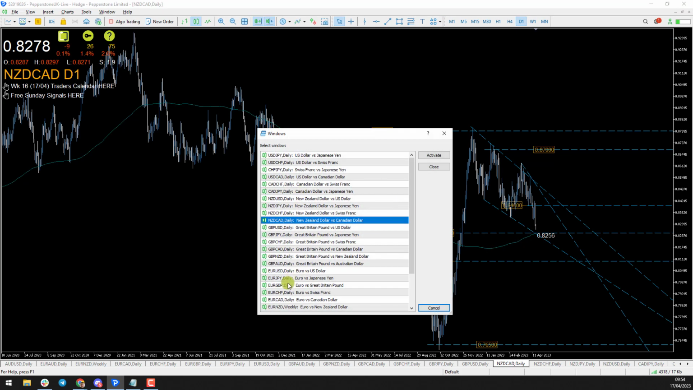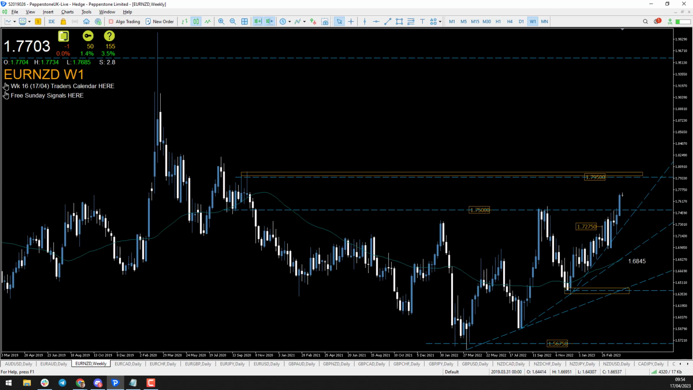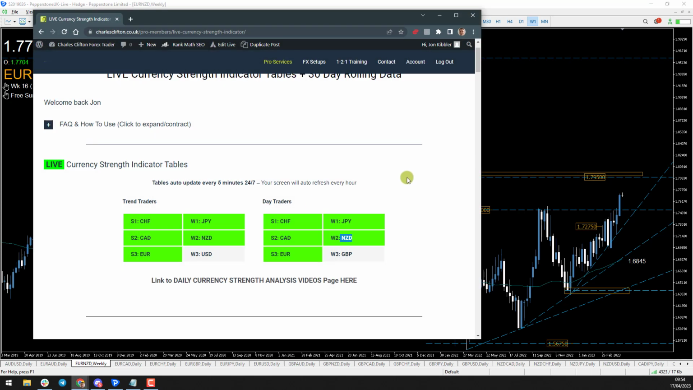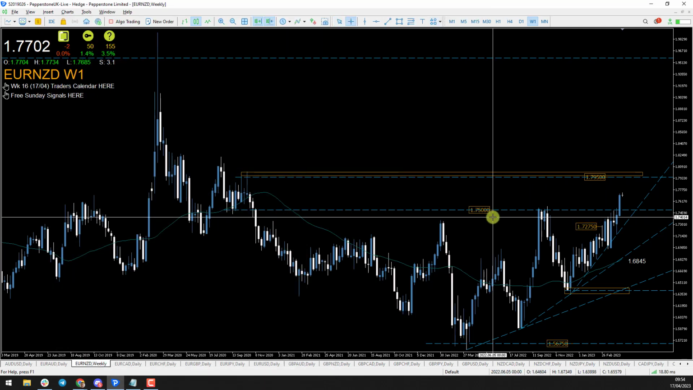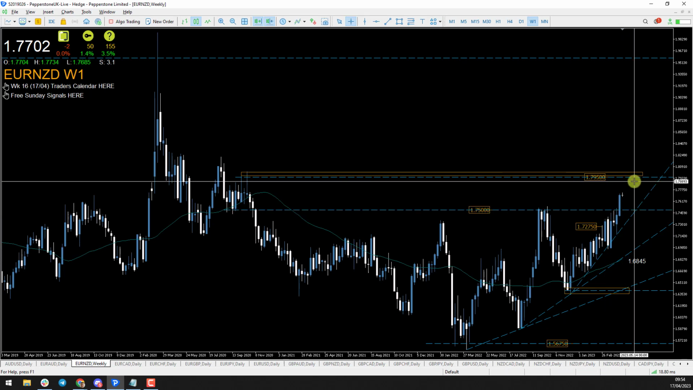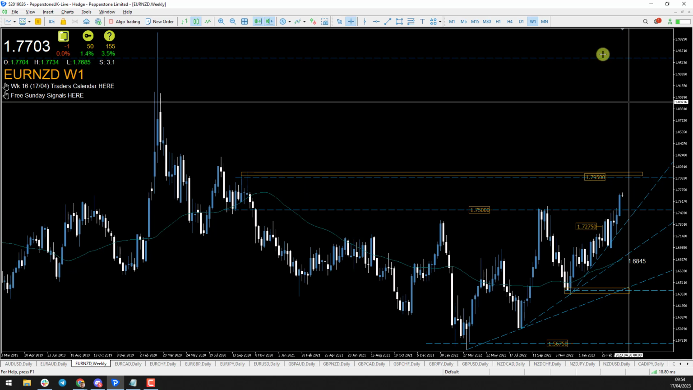So if we go to Euro Kiwi, we discussed last week that we should be looking for some further upside to this market. Obviously Euro third strongest, Kiwi second weakest. And we talked about the break above the 1.7500 level, and that we should be looking for continuations long into the 1.7950 as long as the currency pair remains on the tables. And that's exactly what happened.